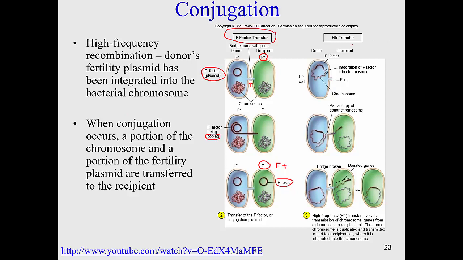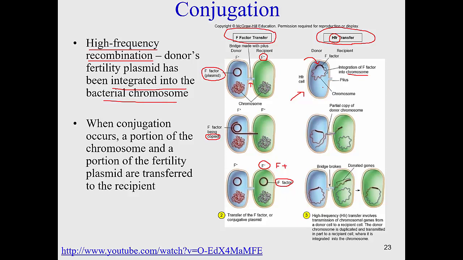In some cells, the F factor will go inside the chromosome, will be integrated inside the chromosome. So that gene called F factor will enter the chromosome. So this is again a donor cell with the F factor inside the chromosome. When that happens, we call that Hfr, which stands for high frequency recombination, where the donor's plasmid is integrated into the chromosome. So it's no longer on a plasmid, it's inside the chromosome.